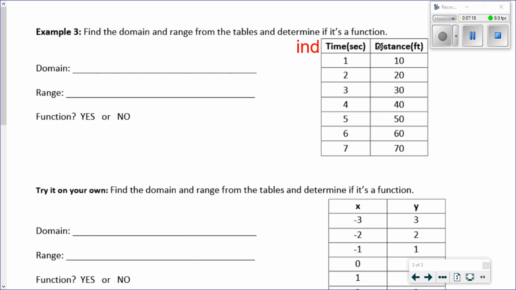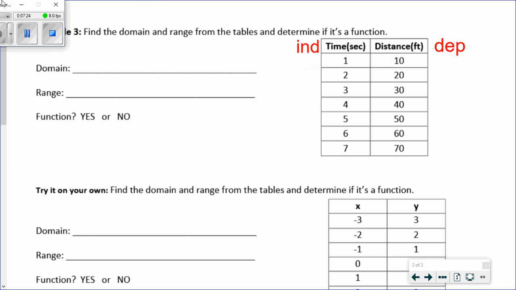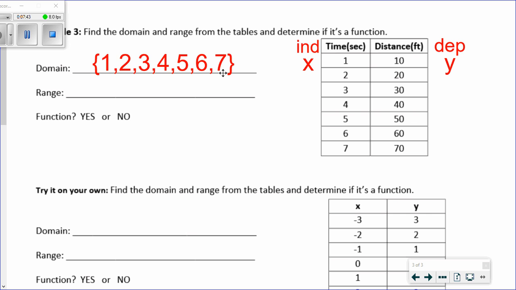Distance, how far you go, kind of depends on how much time you have to go there. So your distance is your dependent variable. Well, independent is my x values, and dependent is my y values. So these are all my x's, and these are my y's. So domain, I'm looking at the x's, 1, 2, 3, 4, 5, 6, and 7. They're already in order, so I go ahead and write them down. Commas in between, braces around. No repeats.